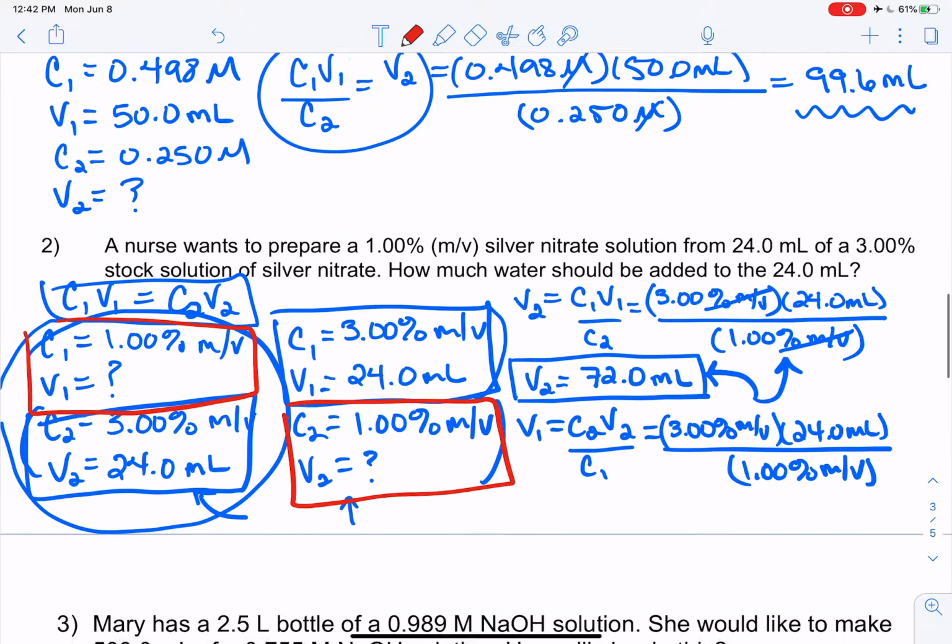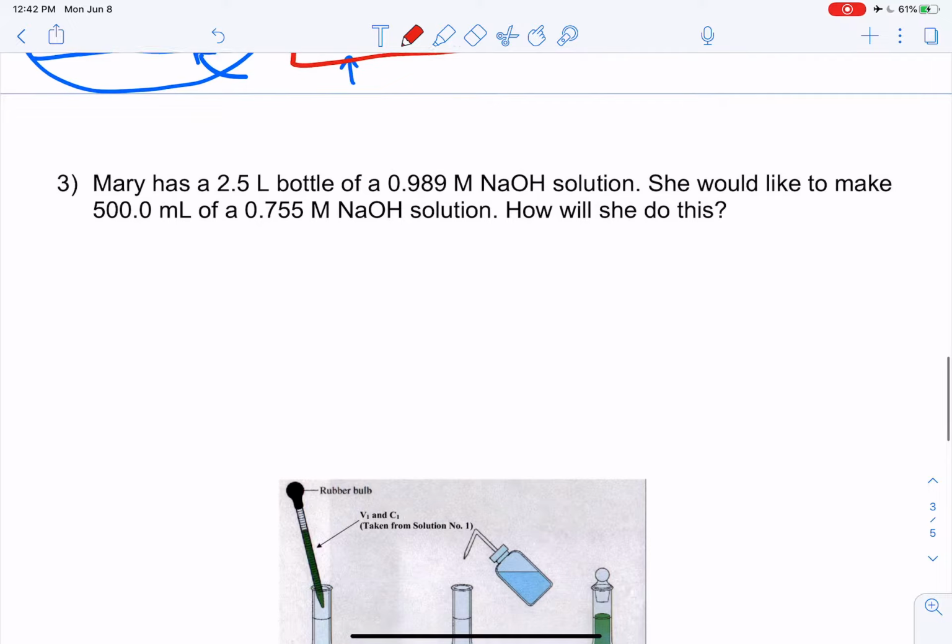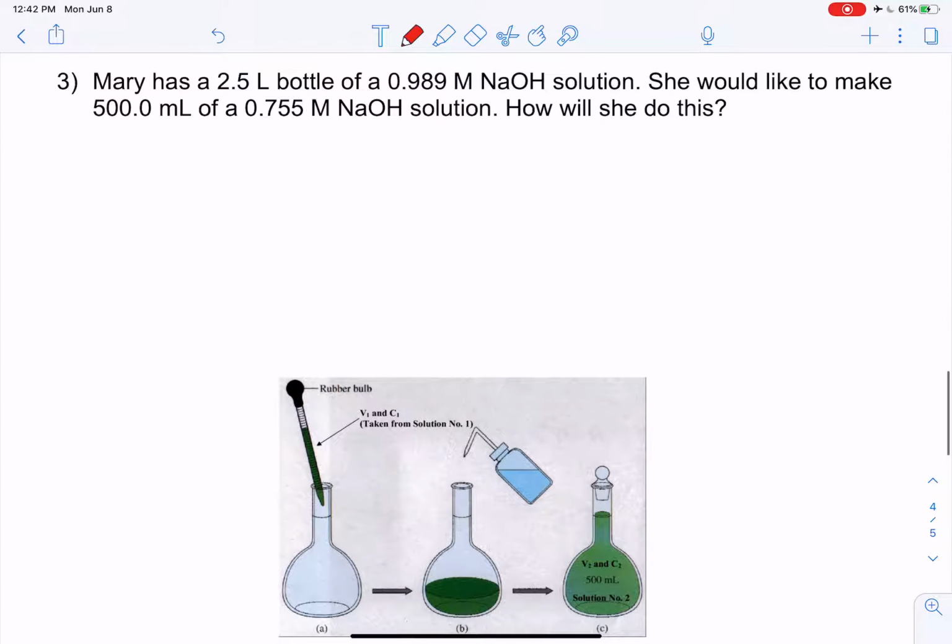Okay, so the next question says Mary has a 2.5 liter bottle of 0.989 molar sodium hydroxide solution. She would like to make 500 milliliters of a 0.755 molar sodium hydroxide solution. How will she do this? Well, this is a dilution problem, so we're going to use C1V1 equals C2V2.